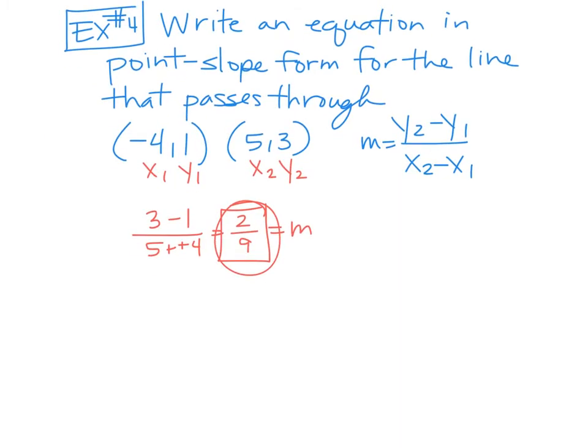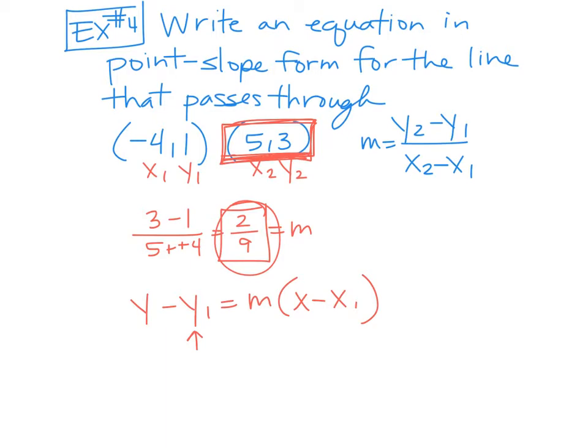5, 3, okay. So if this is the point we're going to use, it is not wrong to use the other one, by the way. You may use the other one, okay. But if we're going to use 5, 3, we're plugging it into y minus y1 equals m times x minus x1. What's going to go here? If you use negative 4, 1, it would be 1. If we're using 5, 3, it's 3, okay.